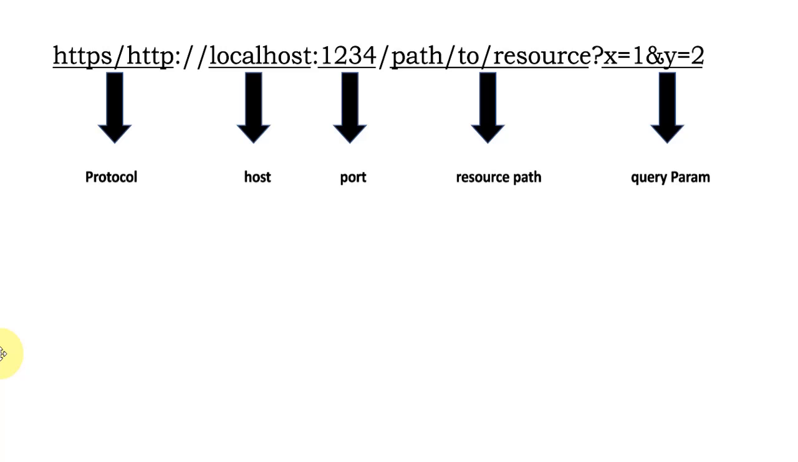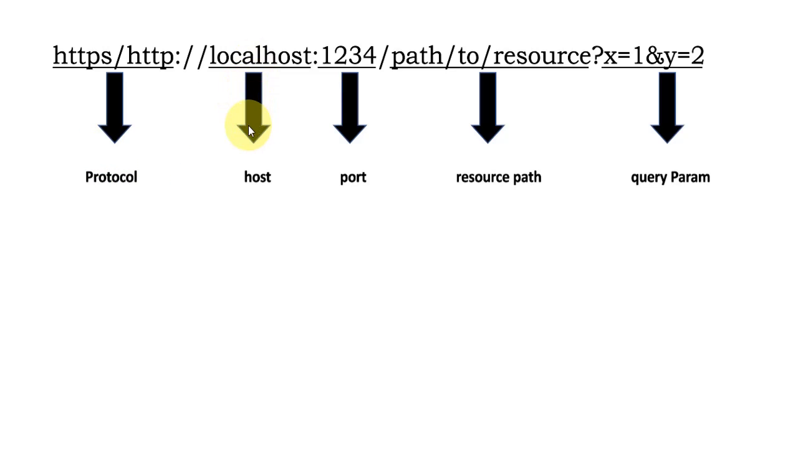Let's see how this API looks. If you notice, it starts with either HTTP or HTTPS. We just saw that, right? HTTP is Hypertext Transfer Protocol, but the S provides a little security, right? So this is called the protocol. It is basically a set of rules.